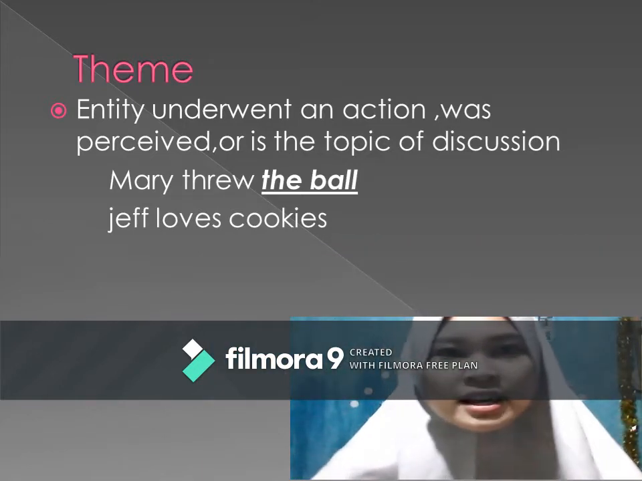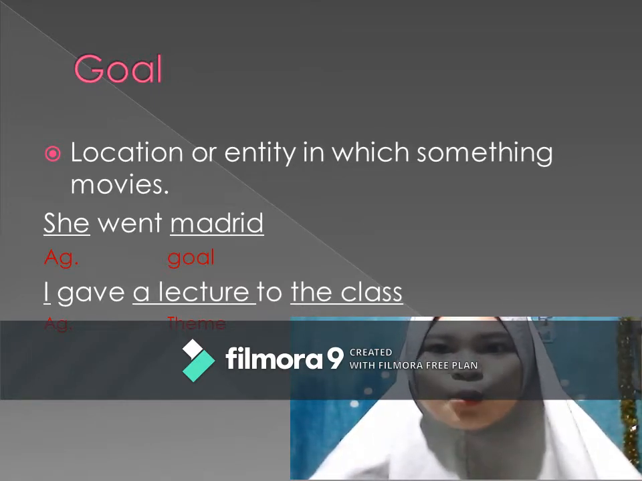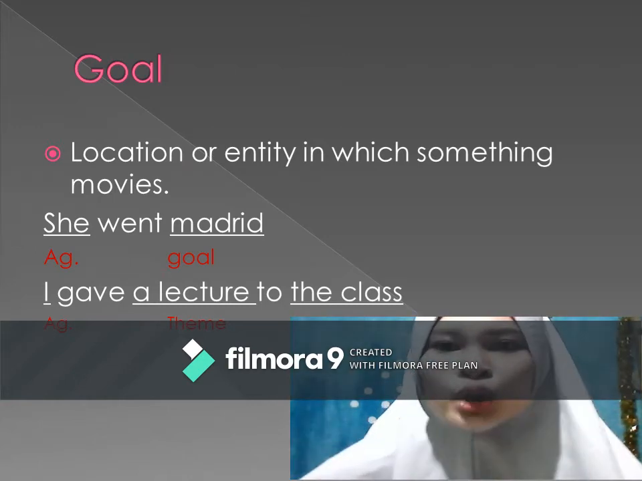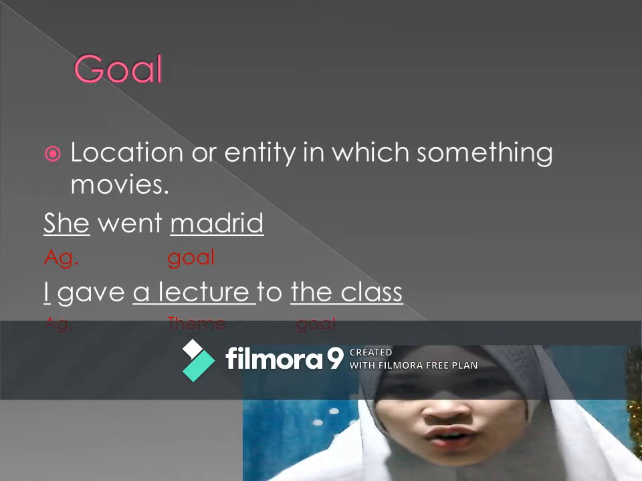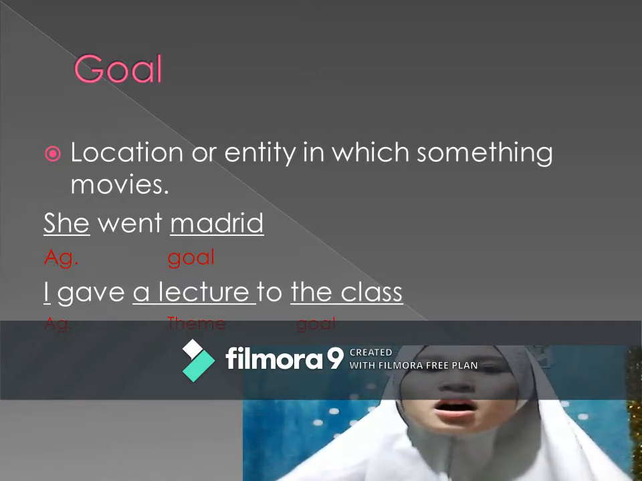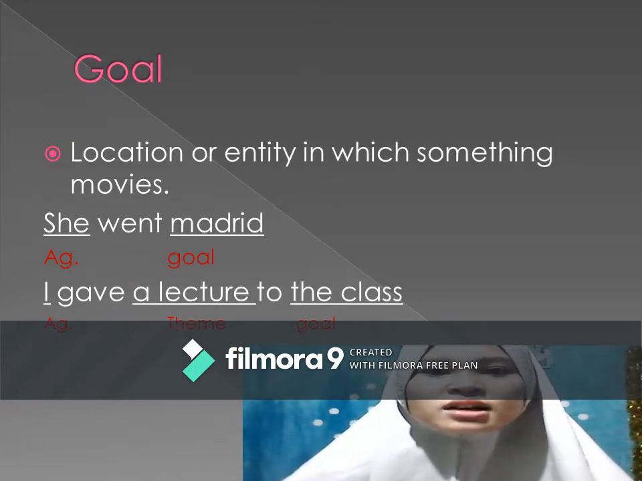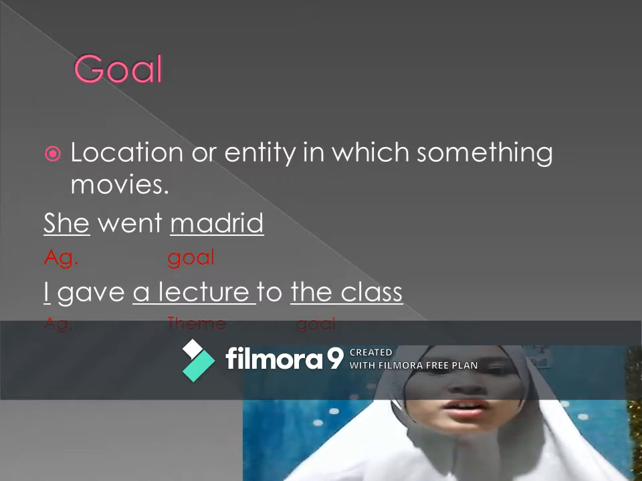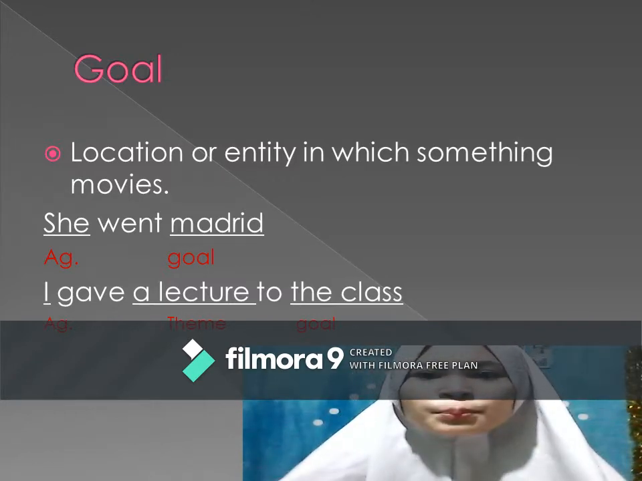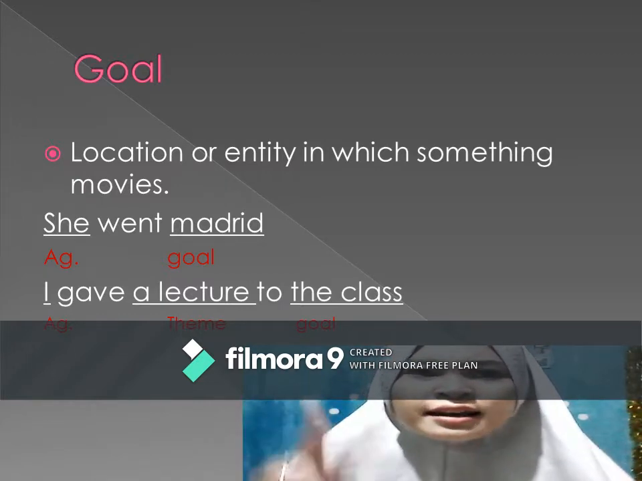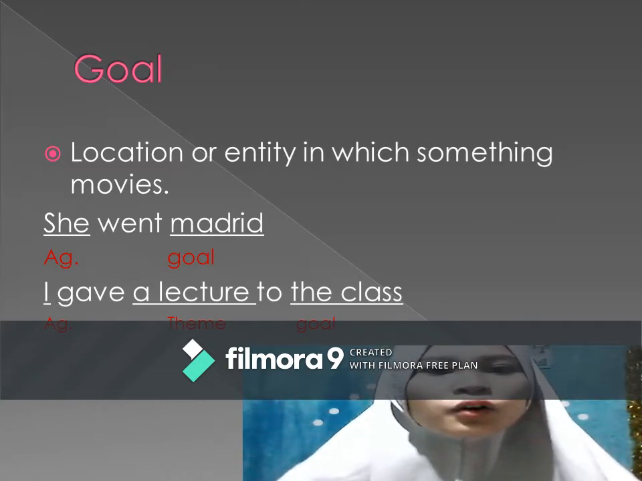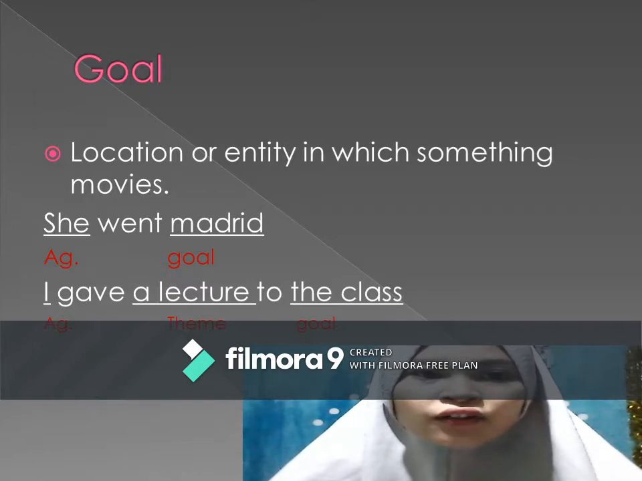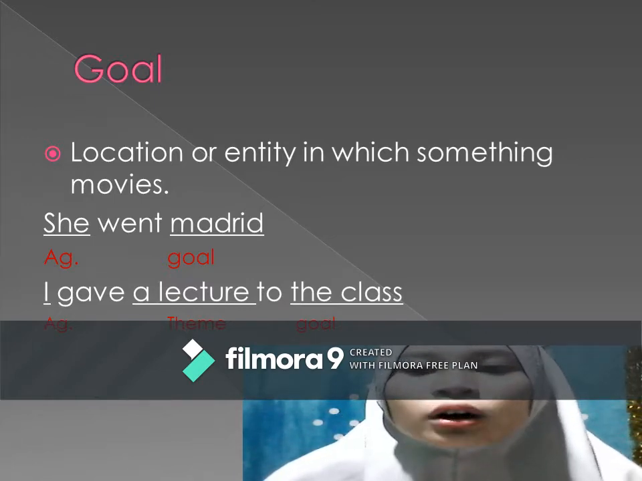Okay, the next material role, the goal, is a location or an entity to which something moves. If we say something like "She went to Madrid," she is the agent of the sentence. She is the one intentionally doing the action of going, and Madrid is the location. This usually comes after a preposition like "to" or any preposition of location. Madrid is the goal of the sentence. We call this a goal.